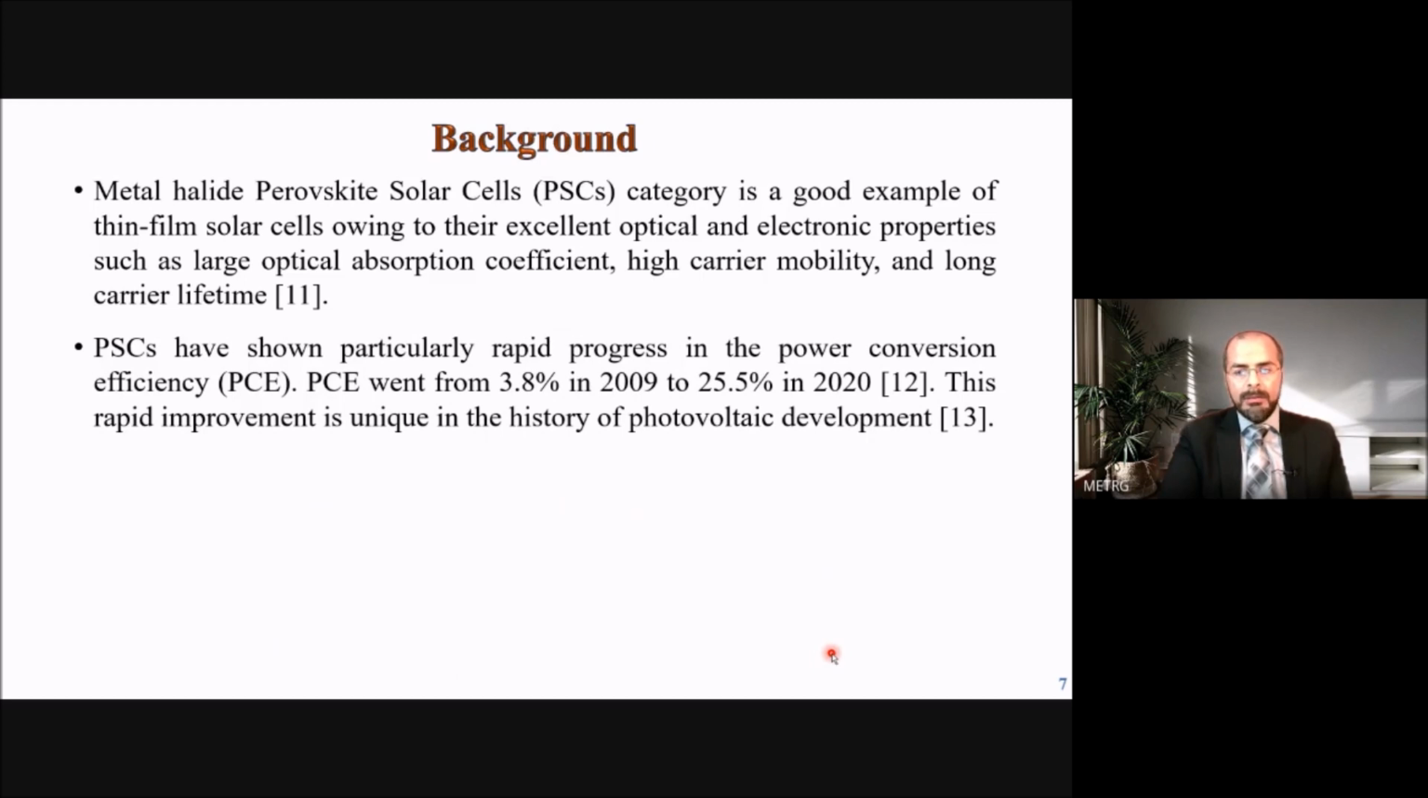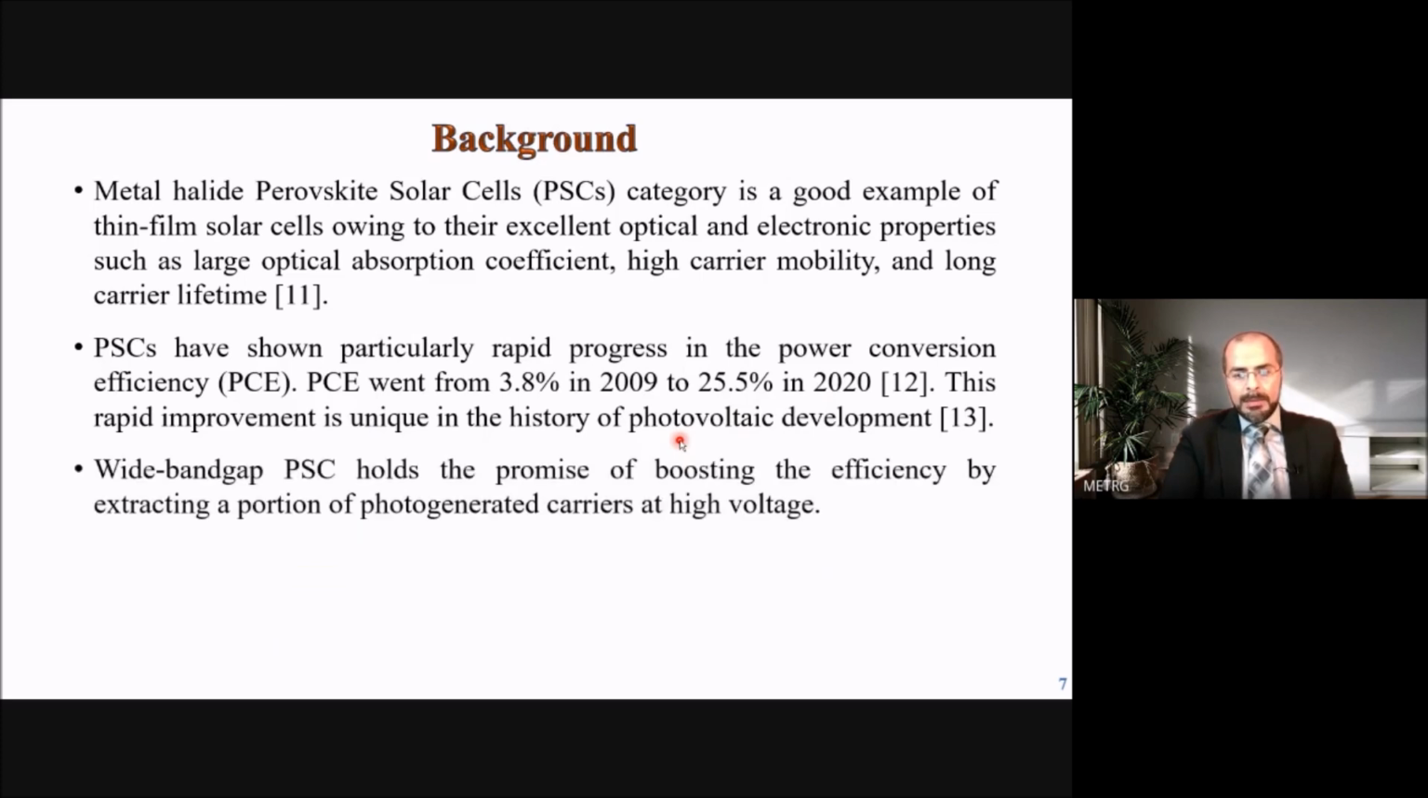PSCs have shown very rapid progress. The first perovskite solar cells were developed in 2009, and the efficiency was only 3.8%. But after 11 years, the efficiency increased to 25.5%, which is very close to silicon solar cells. Silicon has been developed for about 70 or 80 years now, but perovskite made this improvement over only 11 years and is still under development. This rapid improvement is unique in the history of photovoltaic devices.